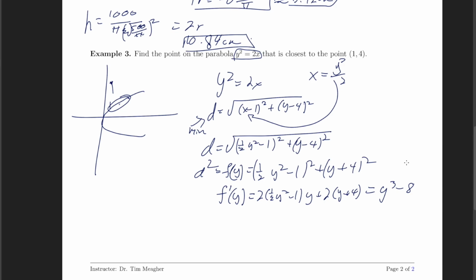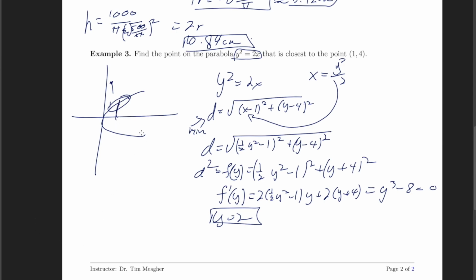All right, so y cubed minus 8, and I want to set this equal to 0. So where's this equal to 0? Well, when y is equal to 2, or imaginary units, right? And so here we have y equals 2. And does that match where we think it should be?